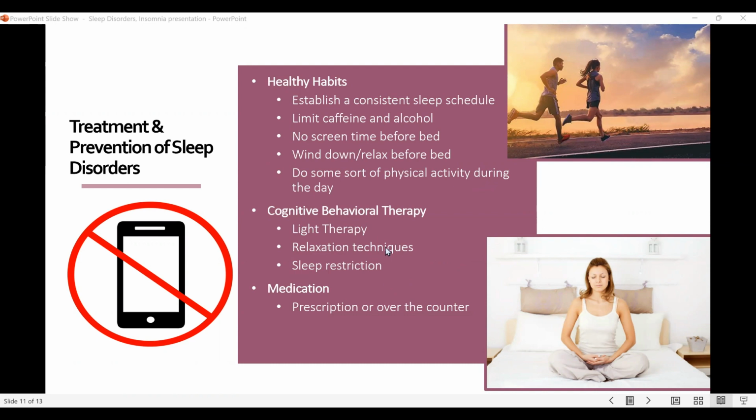Cognitive behavioral therapy is also an option for insomnia. This type of therapy usually is the first thing recommended to those with insomnia and uses strategies such as light therapy, relaxation techniques, and sleep restriction.